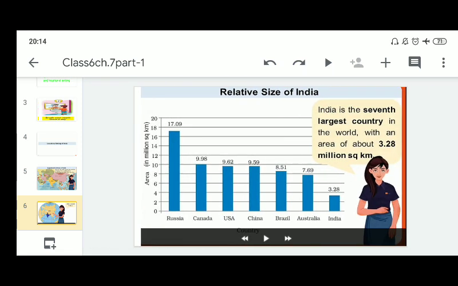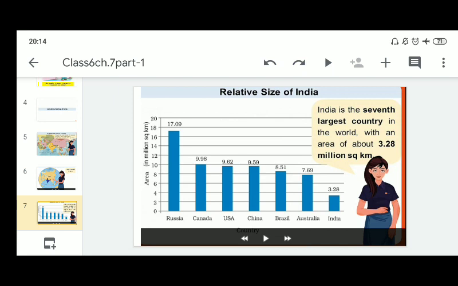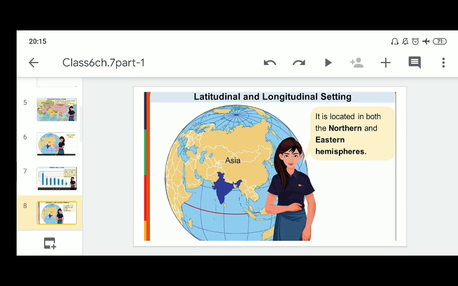Okay children. So India is the 7th largest country in the world, with an area of about 3.28 million square kilometers. So which is the first? Russia, second one Canada, third USA, China, Brazil, Australia, then India is in 7th position. So India is located in both the northern and eastern hemisphere. Okay children.